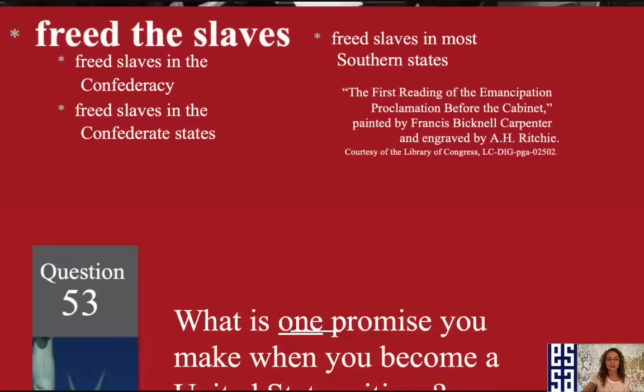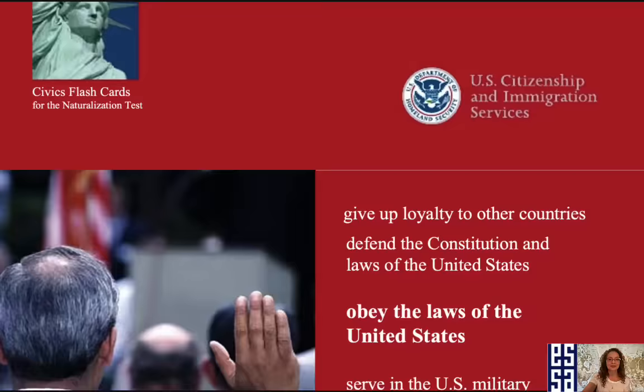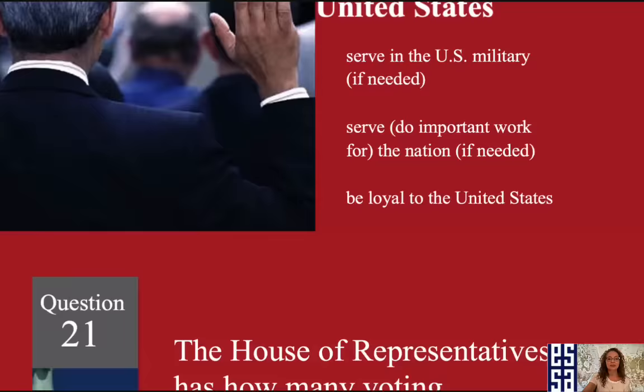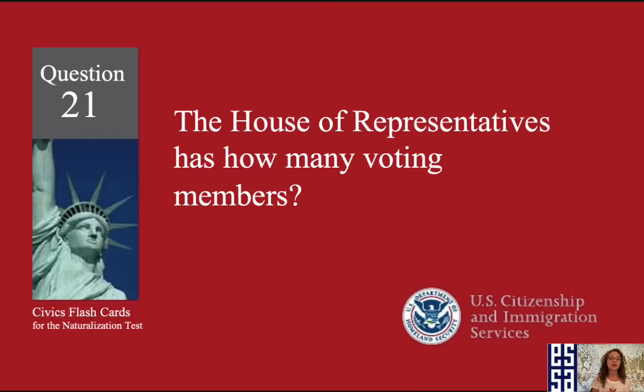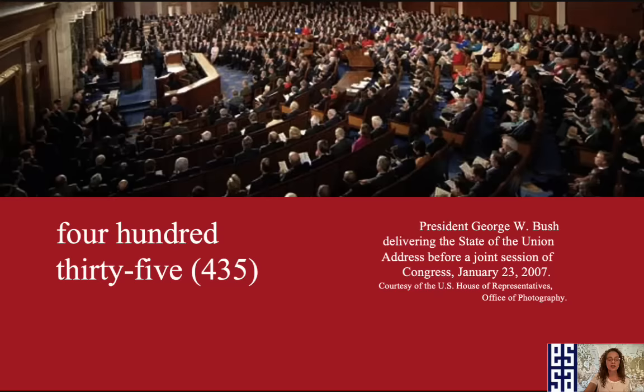What is one promise you make when you become a United States citizen? To obey the laws of the United States. The House of Representatives has how many voting members? 435.